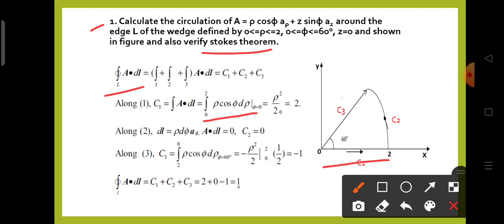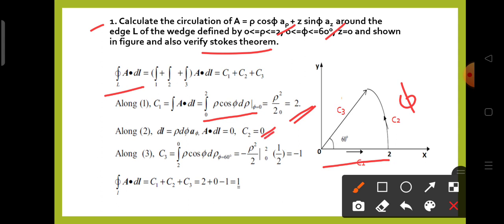Integration of rho d rho is rho squared by 2. The limits are 0 to 2. If we substitute there, we will get 4 by 2, which is 2. Then for path C2, you can see it is varying in the direction of phi. In the given equation, there is a rho and a z component, there is no phi component. So it is 0.